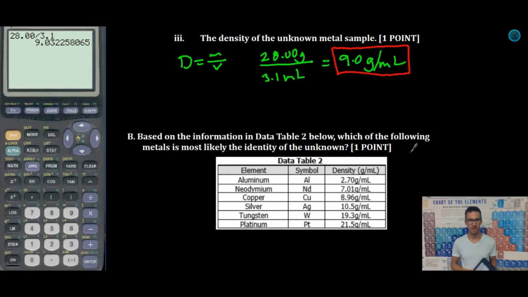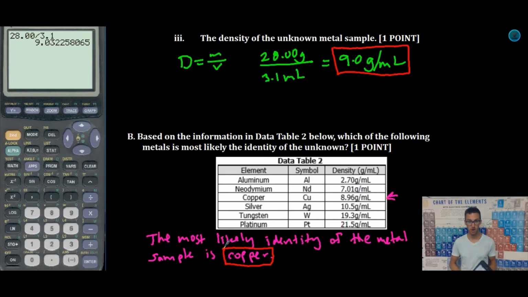Part B. Based on the information in data table 2 below, which of the following metals is most likely the identity of the unknown? Remember that density is an intensive property. It can help us identify a substance. As I look at my calculated density of 9.0 grams per milliliter and compare that to the accepted densities in the data table, the most likely identity is going to be copper. I've answered my question using the data table.